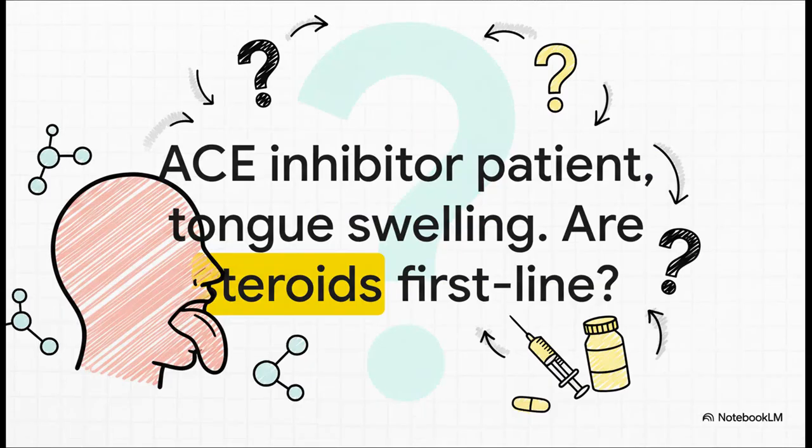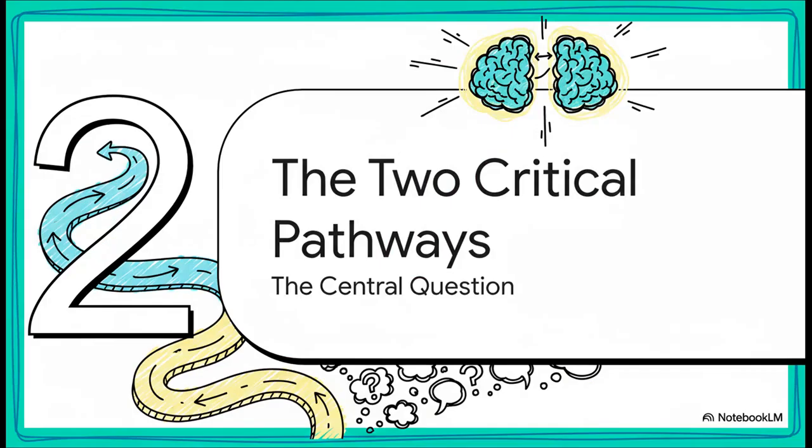Okay, let's make this real right away. Imagine this. A patient walks in. You know they're on an ACE inhibitor, and their tongue is acutely swollen. Your first instinct, your reflex, might be to reach for steroids, right? But is that the right move? Just hang on to that question, because the answer is at the very heart of everything we're about to talk about. And that brings us right to the answer, Section 2.